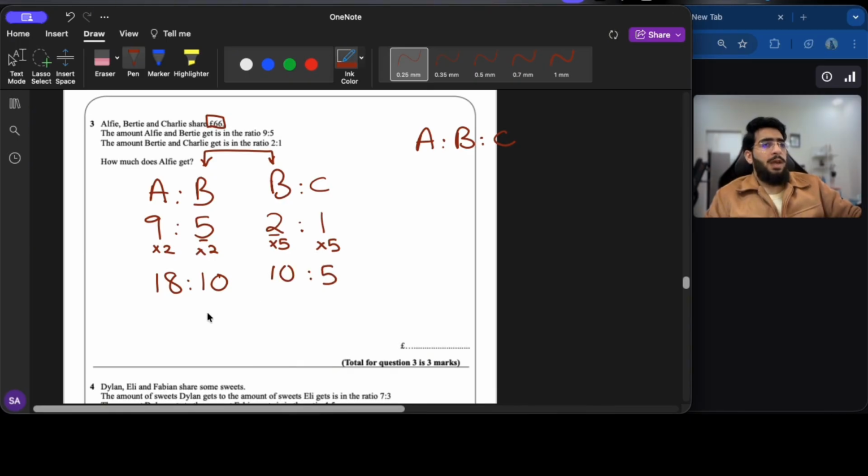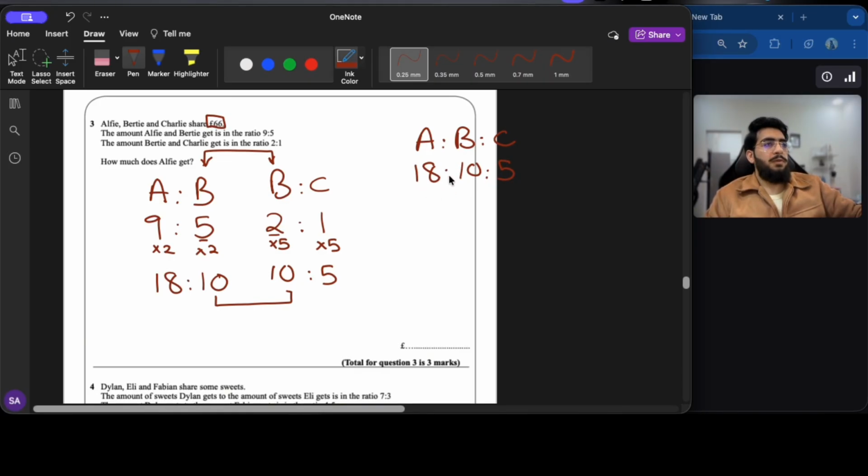And now as we can see that the B, which was common between both the ratios, is the same, we can just write it in the compressed connected form, which is just 18 ratio 10 ratio 5.